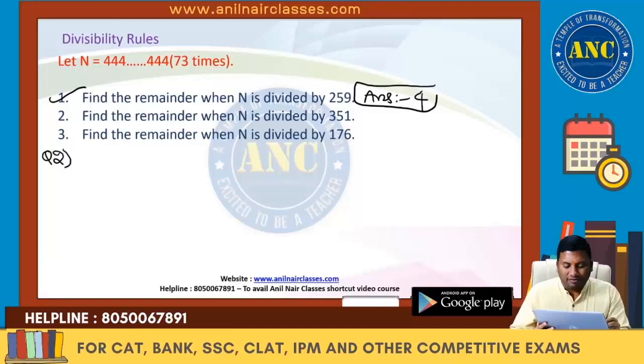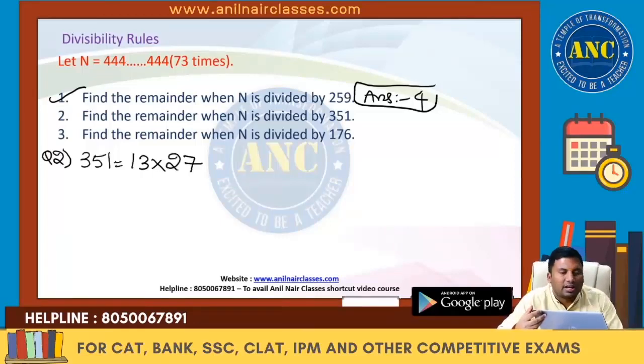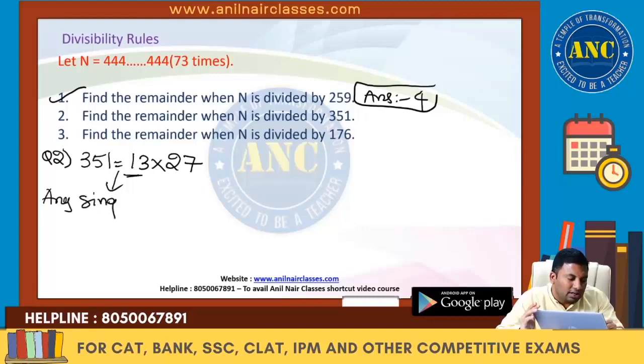Second one, question number two. Find the remainder when a number is divided by 351. Now 351 is nothing but 13 2s are 26, 91, 13 7s are 91, 13 into 27. What is the divisibility rule for 13? Take a group of 3 digits, alternately add and subtract. Or what is the another divisibility rule?